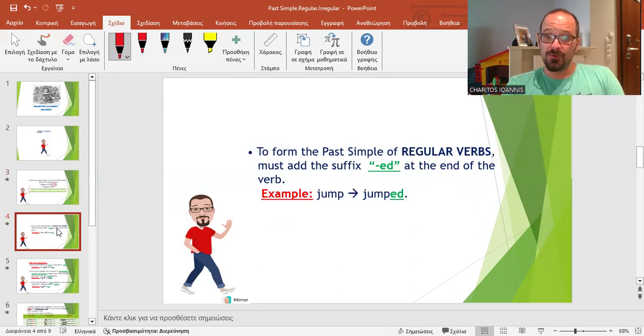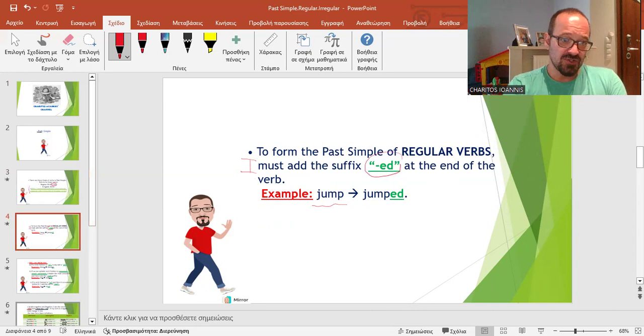Now, to form the past simple of regular verbs, I, which I forgot here, I or we must add the suffix ed at the end of the verb. For example, if my base, my bare infinitive, is jump, if I add the ed, jumped, what I do is that I change it into past simple. I make it refer to the past.